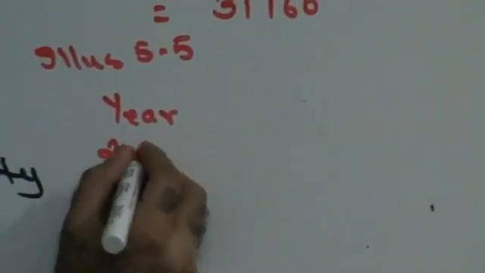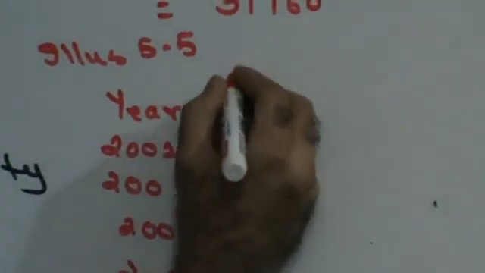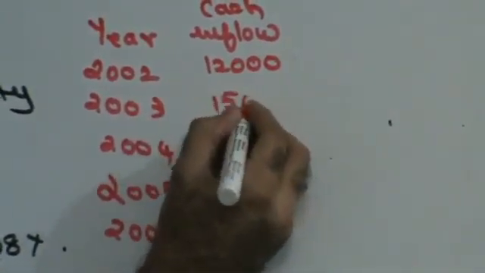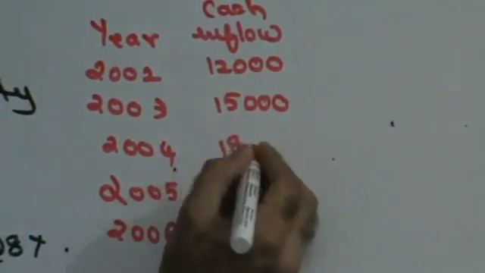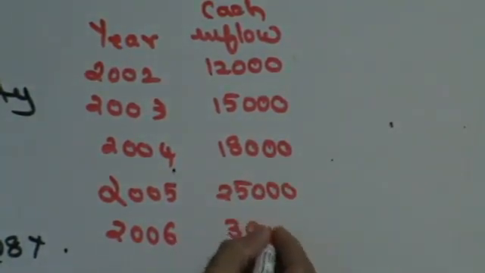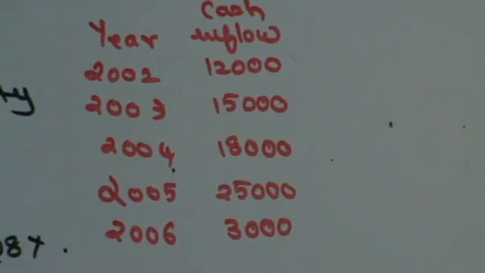Okay, they give you the data: years 2002, 2003, 4, 5 and 6. The cash inflow is given to you as 12,000, 15,000, 18,000, 25,000 and 30,000. These are my cash inflows. Now, have they given me the rate of interest? Yes, they've given me the rate of interest at 10%.